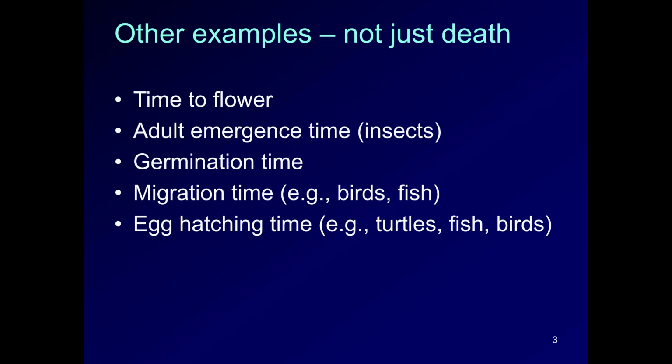So how long does it take until an individual plant flowers, until its flowers open up? How long does it take before an adult insect emerges from overwintering or from the pupal stage? How long does it take for a seed to germinate? All of these things happen typically once per individual. So a seed will take a certain time, and then at that certain time, the seed germinates. So we could be interested in the time until that seed emerges. There's other examples, birds migrating, eggs hatching, etc. So lots and lots of different kinds of biological examples.